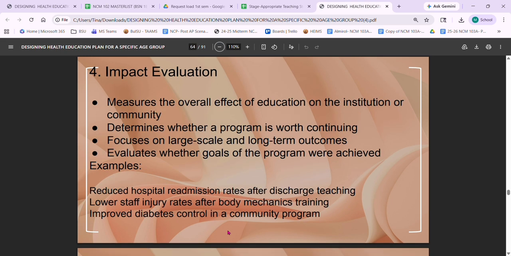Impact evaluation measure the overall effect of education on institution or community. So it determines whether a program is worth continuing, focus on large scale and long-term outcome, and evaluates whether goals of programs were achieved. So example, reduce yung hospital readmission rate after discharge, lower yung staff injury rates after body mechanics training, improve diabetes control in the community. So may yung impact, yung overall effect po.